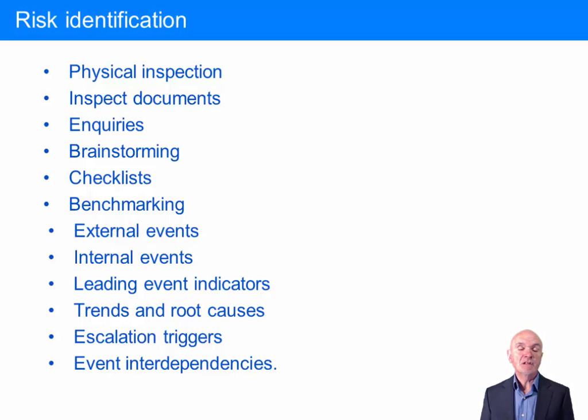Benchmarking. Perhaps compare our performance with other people's. What's our industrial accident rate compared to other people in the same business? And if we're having more serious injuries at work than equivalent businesses, then I would suggest you found an area which needs some attention to reduce the risk.